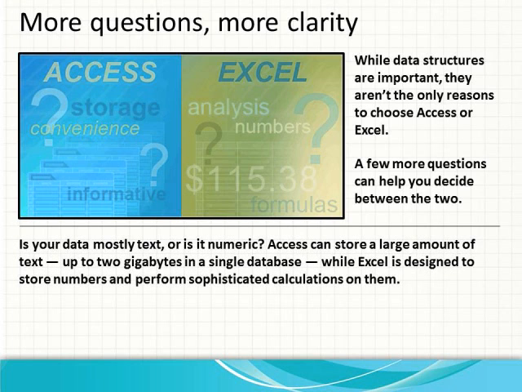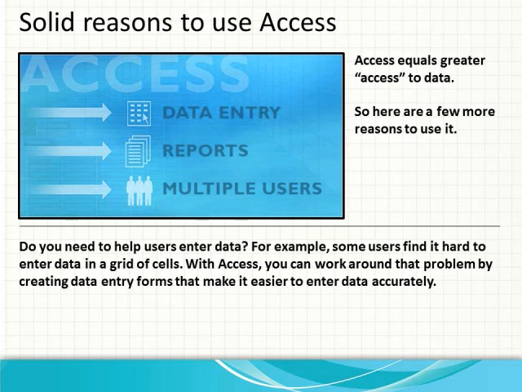Another consideration is the type of data. Is it numeric or is it text? Access can store large amounts of text, up to 2 gigabytes in a single database, while we know Excel is designed to store numbers and perform sophisticated calculations on them. Now, Access didn't get its name by accident. Access provides greater access to the data. So if you have users, they might have a hard time entering data into grids of cells. And as we'll learn about in Access, we can create all sorts of great data entry forms that make that job easier.